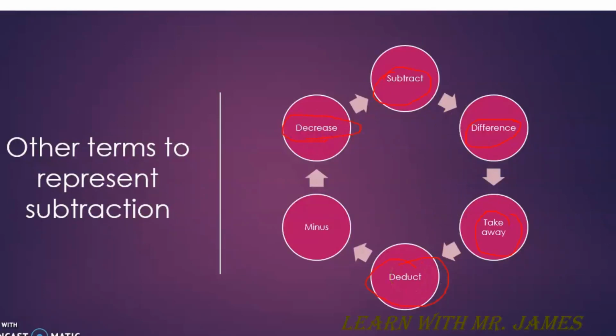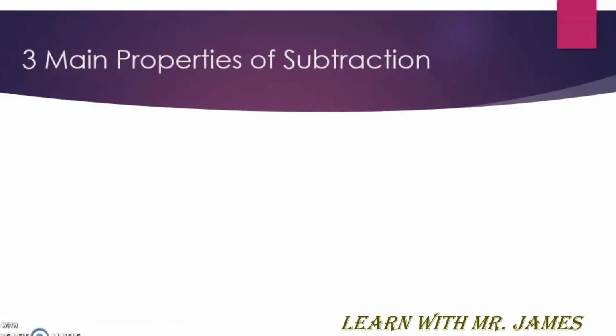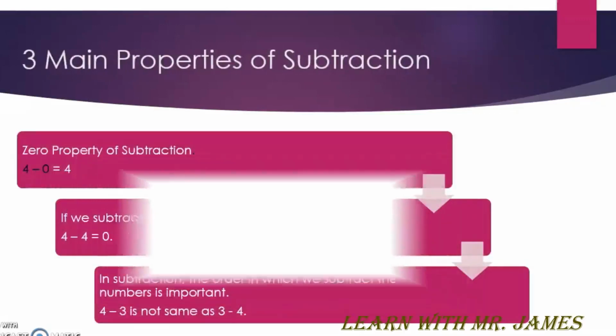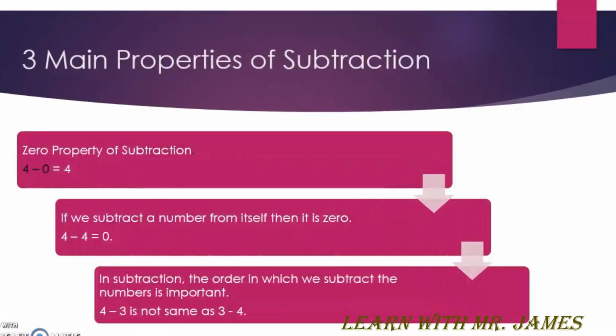Now let's see the 3 main properties of subtractions. So there are 3 main properties of subtractions. The first one is the zero property of subtractions. What is the zero property of subtractions? Let's see with an example. Consider there is a quantity 4 and from 4 we are taking away 0. What will be the remaining? It is just the same 4.